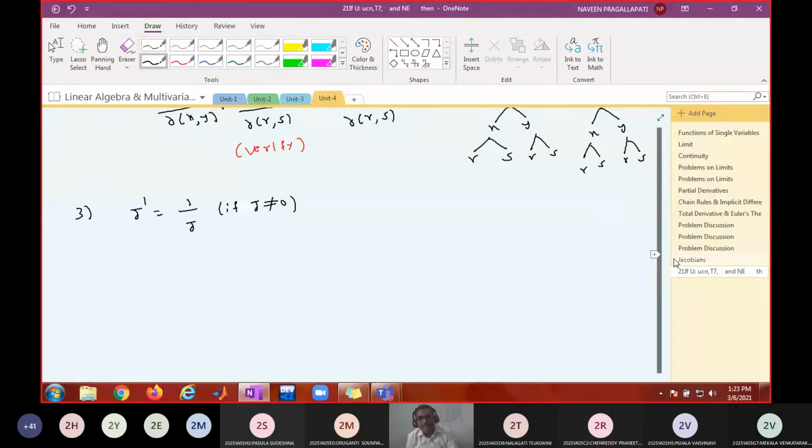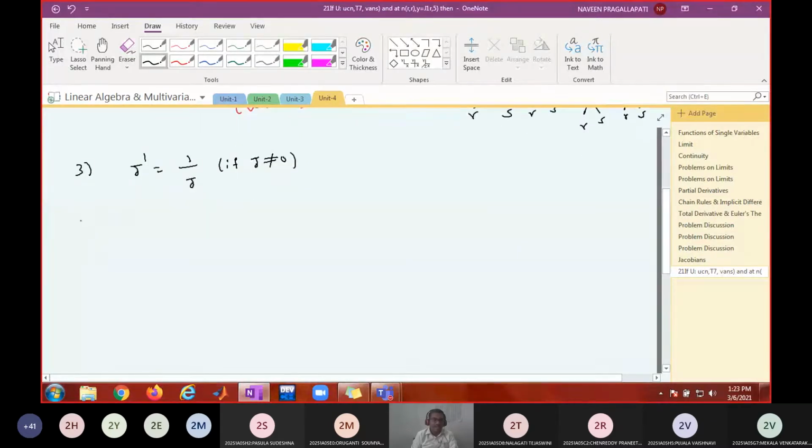So before proceeding further, let me introduce the concept of functional dependency. Okay. So all of you put this heading functional dependency, and then we'll do problems based on Jacobians. Functional dependence.